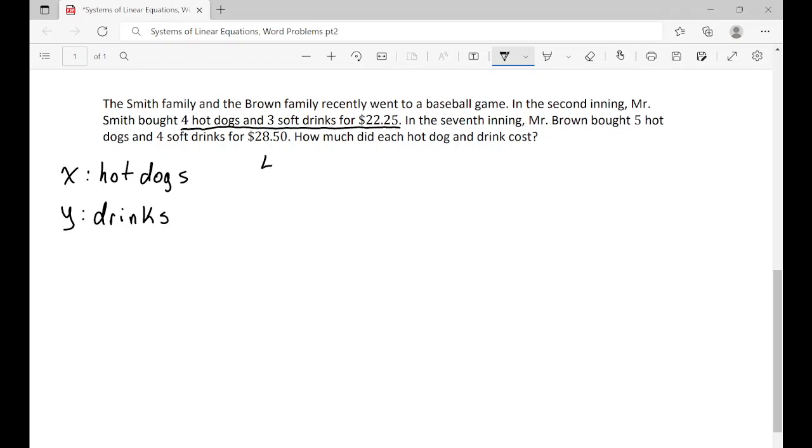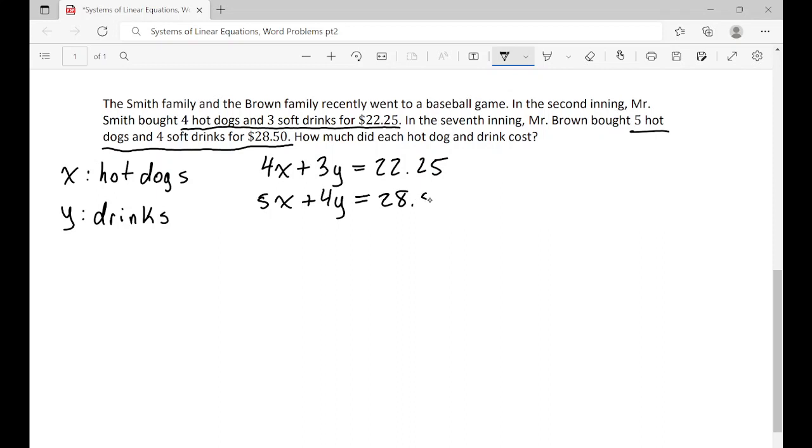So 4x plus 3y equals $22.25. And then the other one, 5 hot dogs and 4 drinks for $28.50. So 5x plus 4y equals $28.50. Now I need to solve this, and I'm definitely not going to use substitution. I'm going to use elimination. And so I'm going to get rid of y this time.